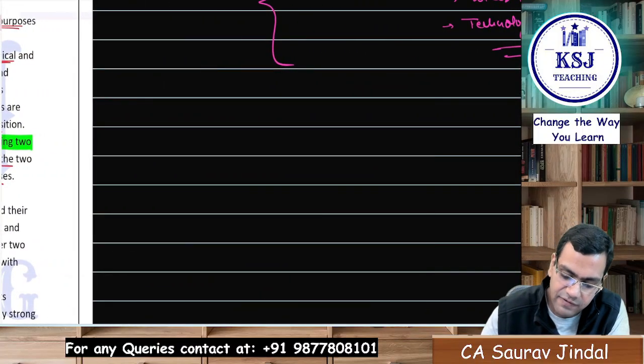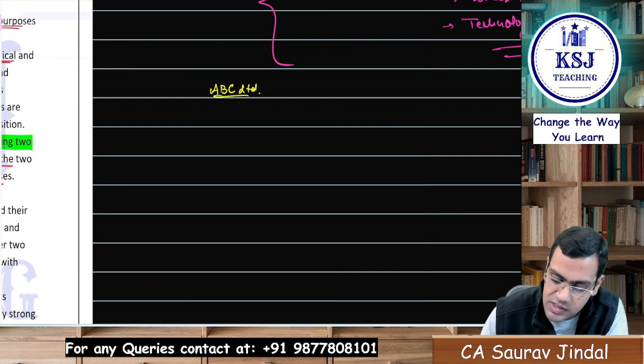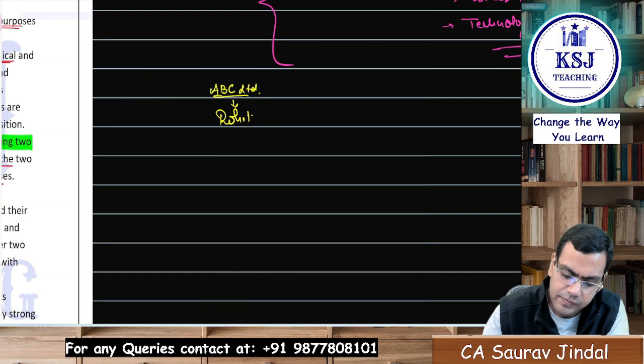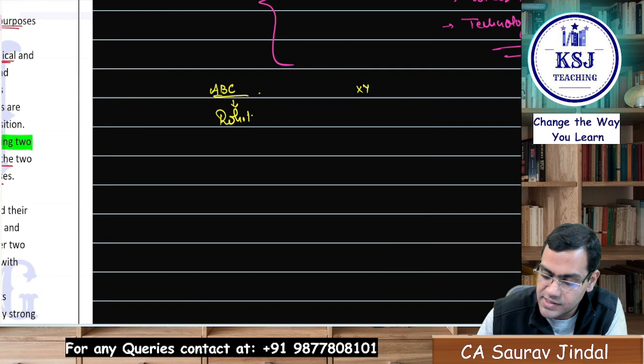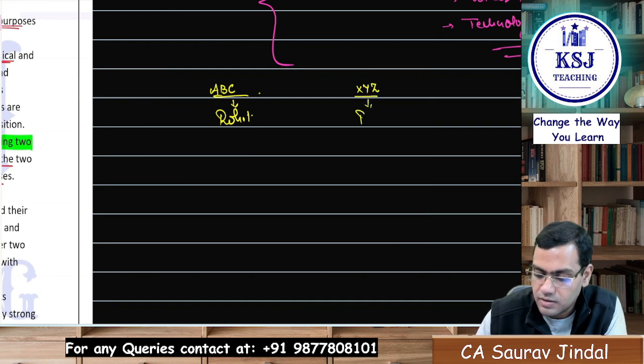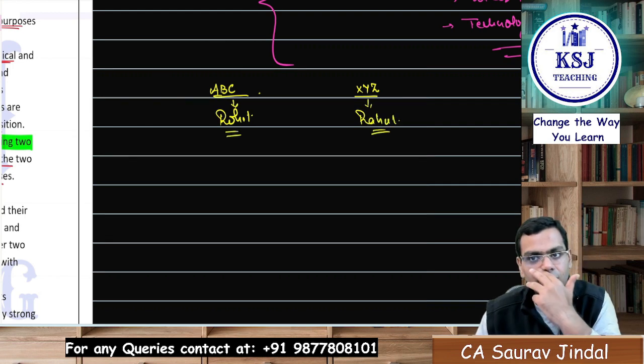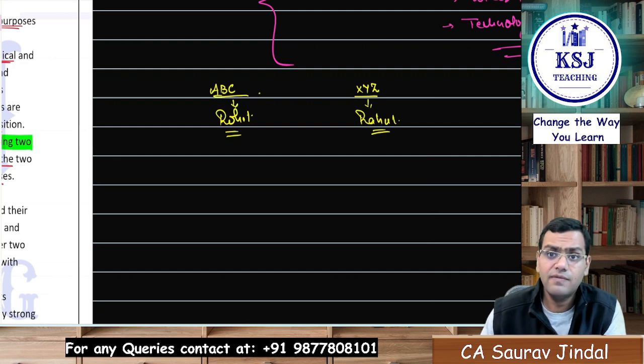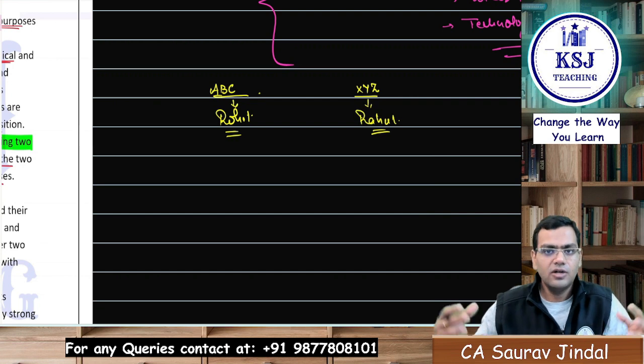What is the difference between the two? Just try to understand. There is a company ABC Limited, which is being run by Rohit. There is another company, XYZ, which is being run by Rahul. Now they decide that let's join hands. Individually we are not being able to achieve, so let's join hands and do work together.